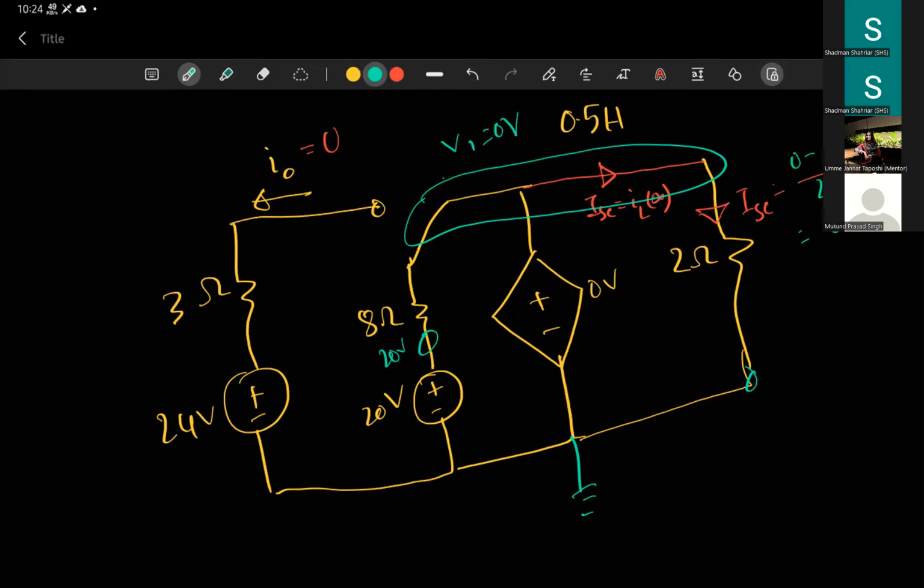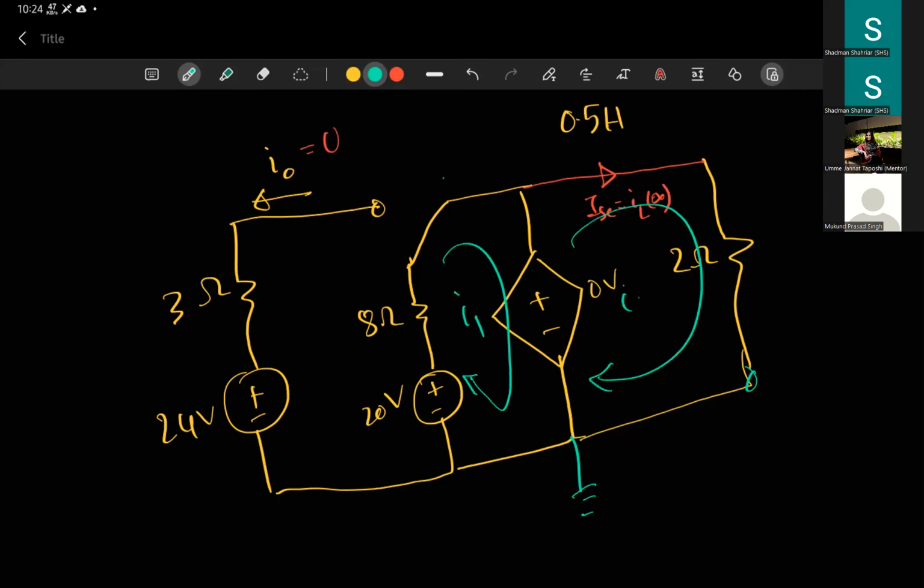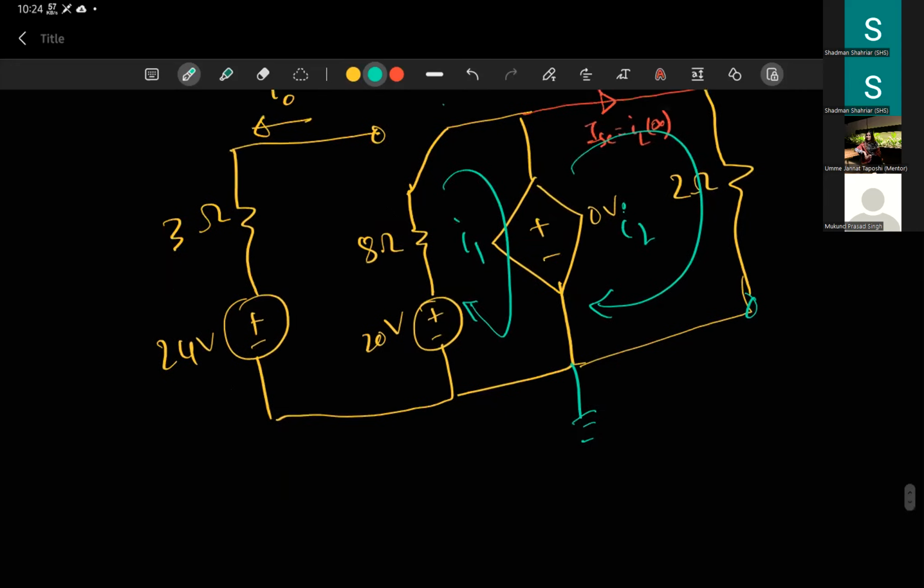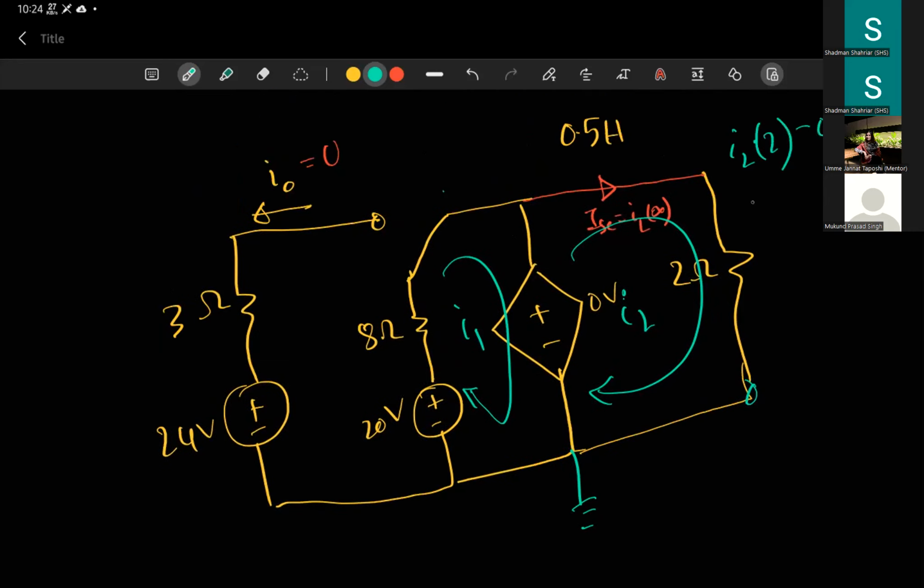And if you are comfortable with mesh current, which is also a good choice because you are doing mesh analysis, this is I1, this is I2. Let's write the equation on the right hand side. We have I2 times 2 minus 0 equals 0. This directly gives you I2 equals 0. That means basically IL infinity should be 0. Okay, so in both ways you get 0.